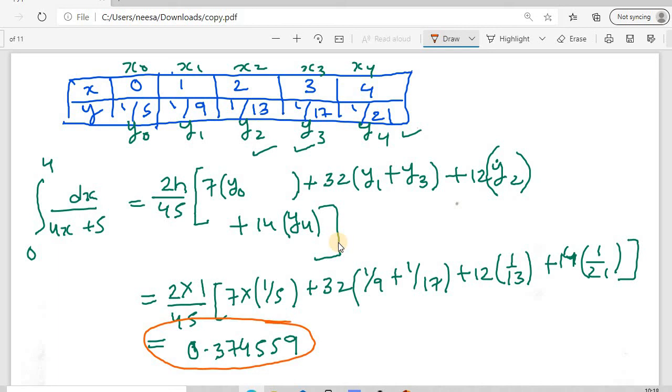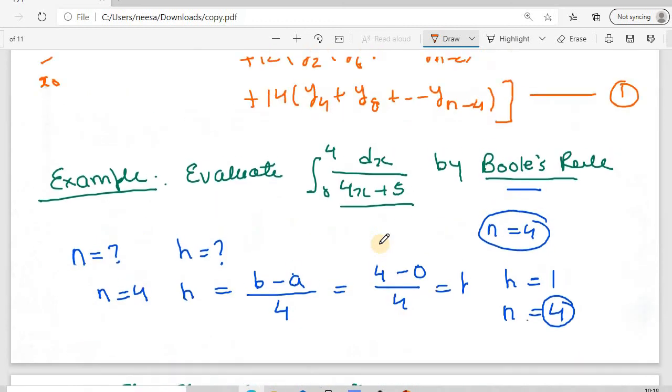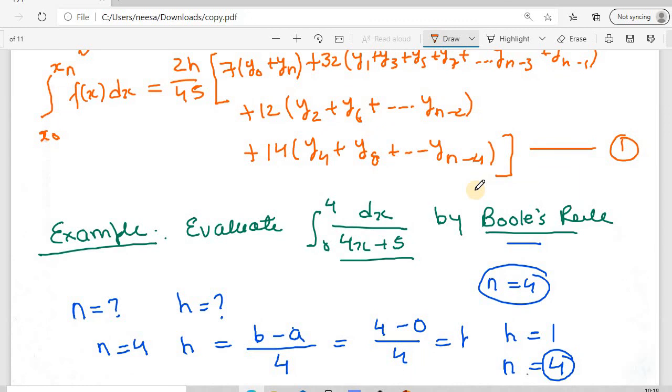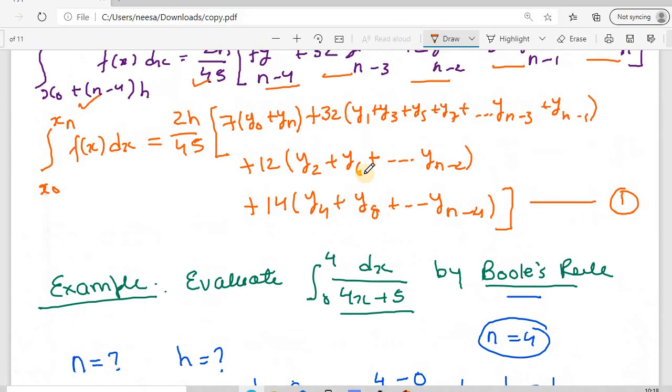I hope you have understood this Boole's rule and you have seen how we can get this solution, numerical integration using Boole's rule. You can also watch the other videos, Simpson's 1 by 3 and Simpson's 3 by 8 if you have not watched till now. So you will get a better idea of this Boole's rule.